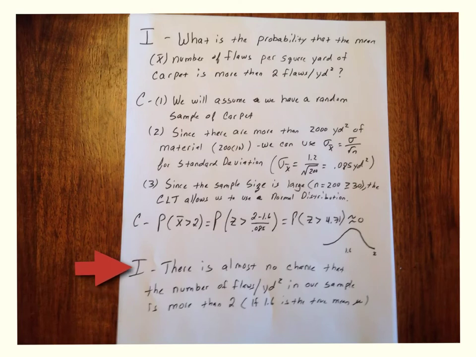So for our interpretation, there is almost no chance that the mean number of flaws per square yard in our sample is more than 2. That is, if 1.6 is the true mean. There you have it, ICCI. Remember, we identified the problem, we checked our conditions, we calculated it, and then we interpreted it in the context of the problem.